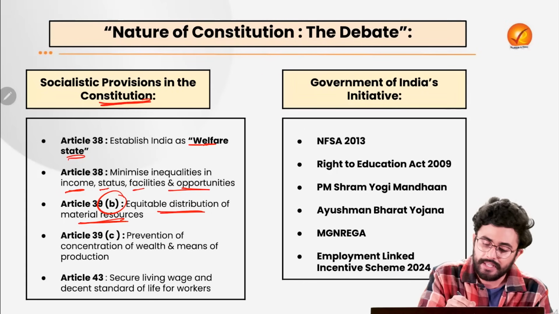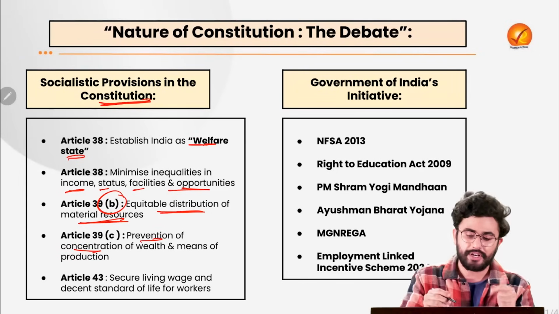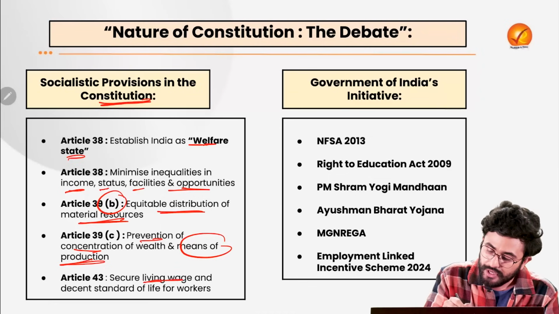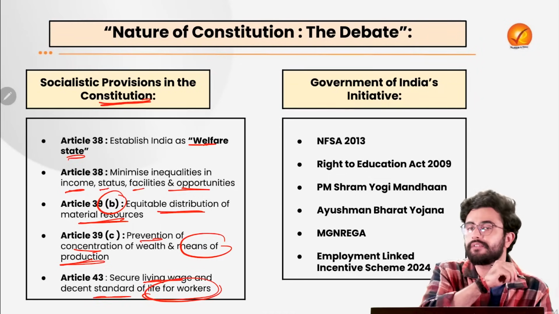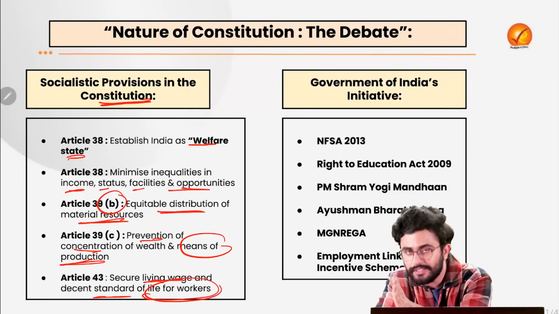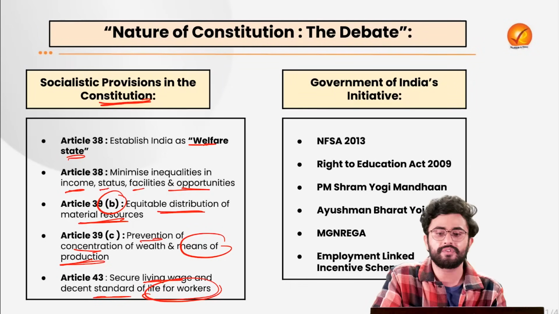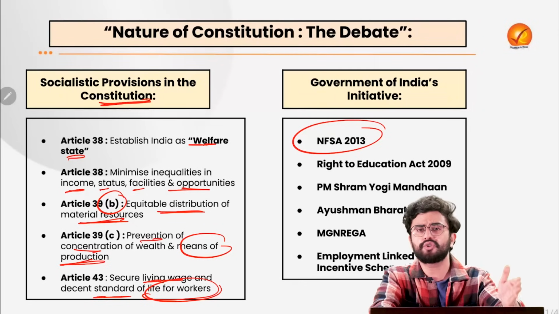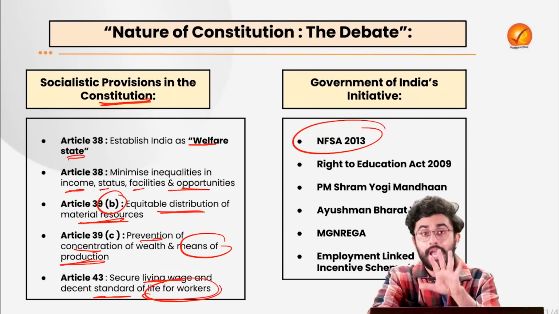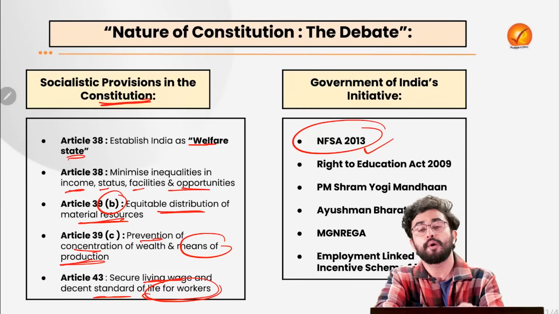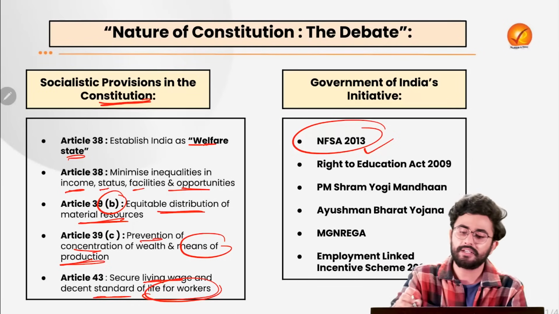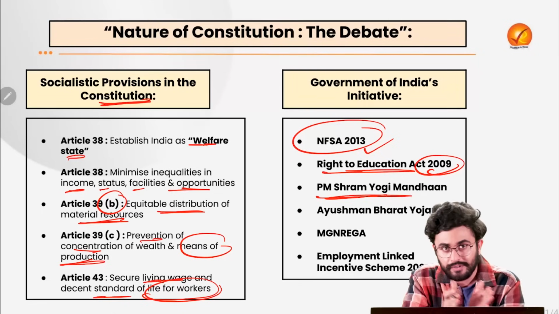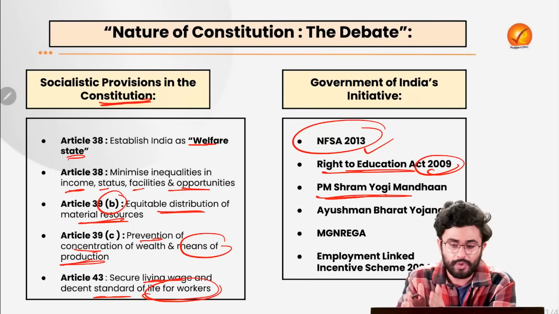and Article 39 Clause C, which says that there shall be prevention of the concentration of wealth and the means of production. Then there is Article 43, which directs the state to secure a living wage and decent standard of life for workers. And the government of India's initiatives mirror these socialist provisions, such as provision of subsidized ration to almost 75% of the rural population and 50% of the urban population under the National Food Security Act of 2013. Provision of free education up to the age of 14 years under the Right to Education Act 2009. PM Shram Yogi Mandhan, which aims to cater to the needs of the laborers, the workers in our country.